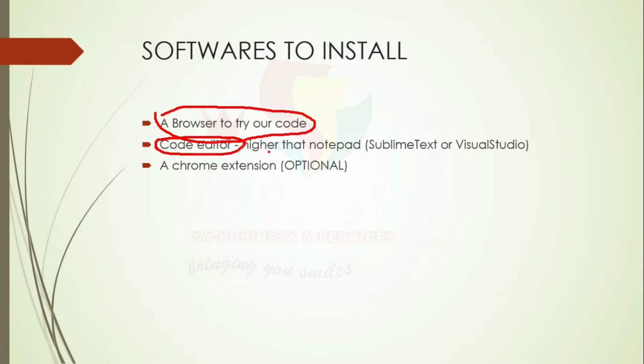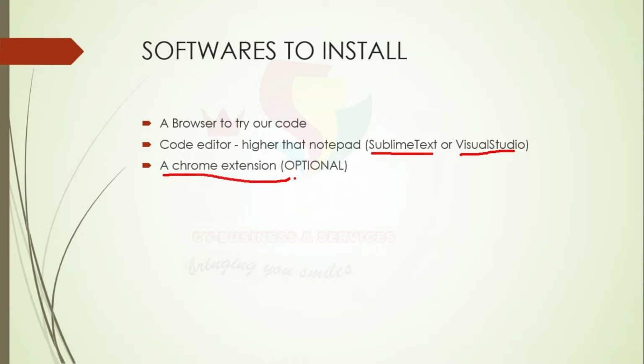For the code editor, even though you can use Notepad to do your coding, because it is also a note editor, I strongly recommend that you go in for a higher one like Sublime Text or Visual Studio. I'm going to open all of them for you in this tutorial so that you can be able to make a decision. If you want to use both of them, it is allowed. That is what I'm going to do. And then some Chrome extensions, but because not all of us are going to be using the Chrome browser, that one is optional. So we quickly move on.